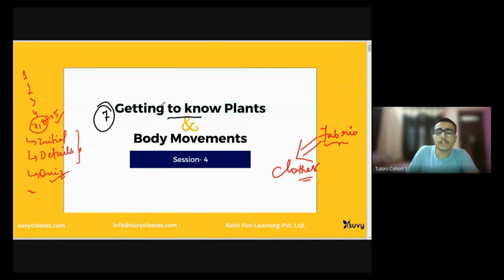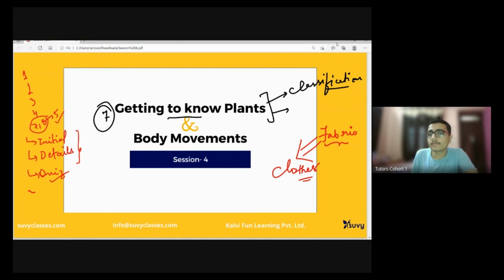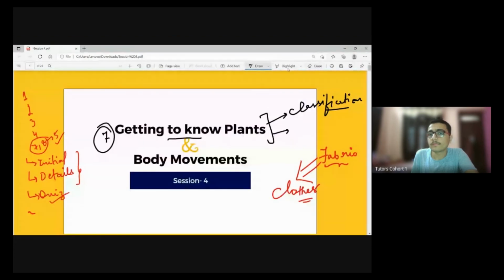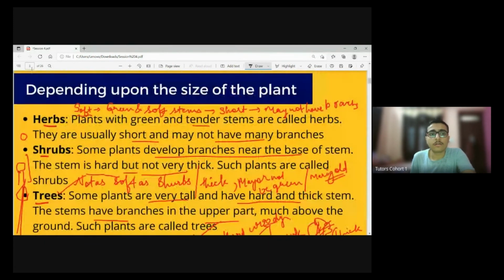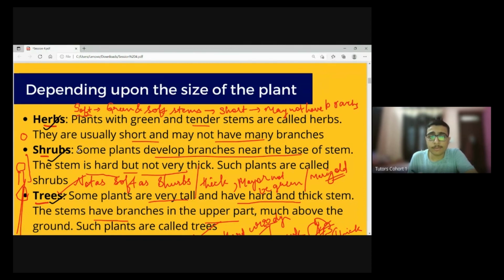We discussed the various classifications based upon the size and nature of stem. Depending upon the size, we discussed herbs, shrubs, and trees. Herbs are plants with smaller size and soft and tender stem. Then we moved to shrubs, which are bigger size plants.